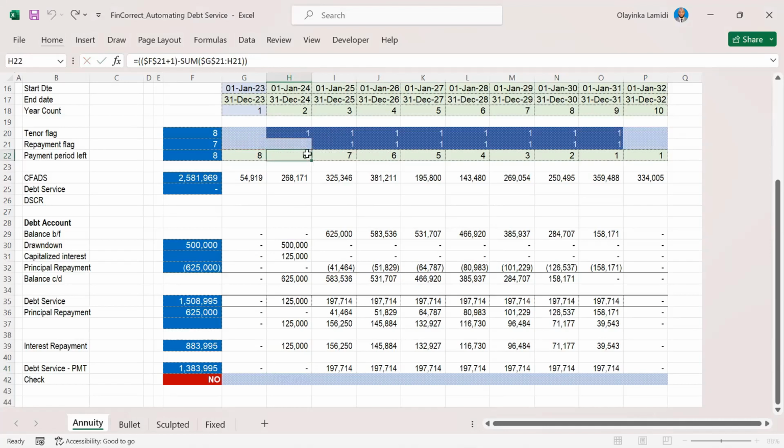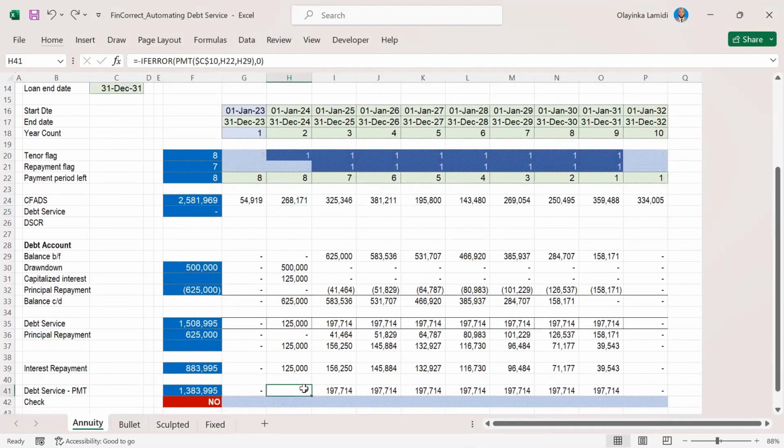So I need to develop a flag that will show that it should only recognize the interest alone and not the principal. And of course, you know that your PMT formula would recognize both your interest and principal. So if I leave this as 8, it will recognize both interest and principal.